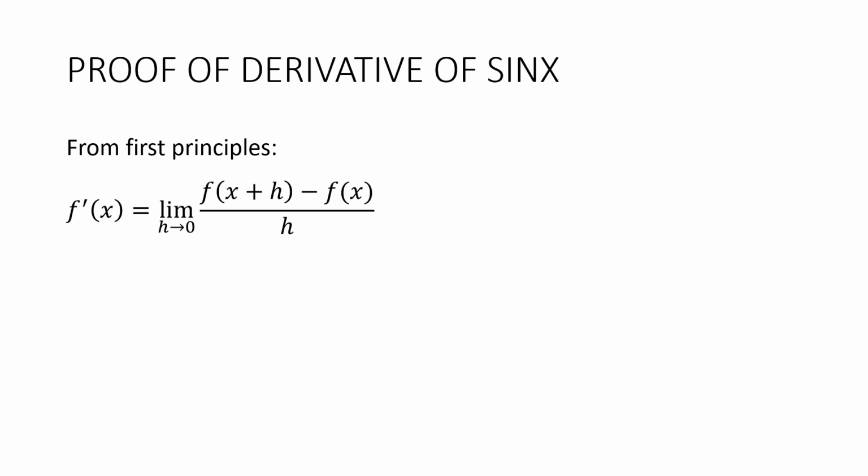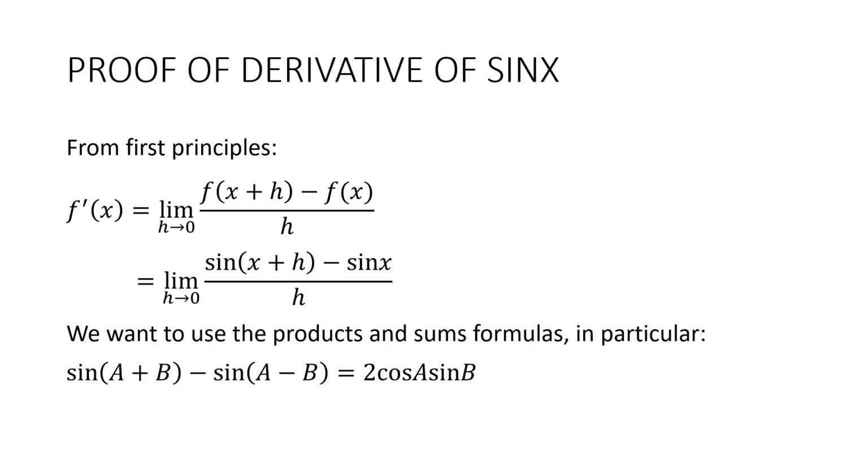Now our function here is sine x, so let's substitute that in. Now it's tempting to expand this out, but it will get us absolutely nowhere. Instead, we're going to use one of the products and sums formulas. In particular, that sine of a plus b take away sine of a minus b is equal to 2 cos a sine b.